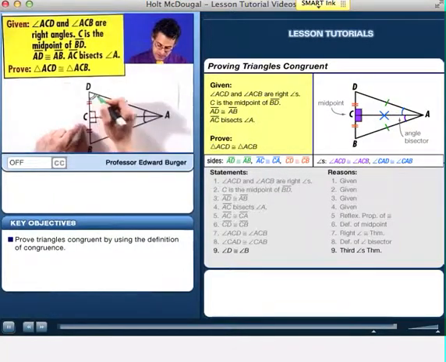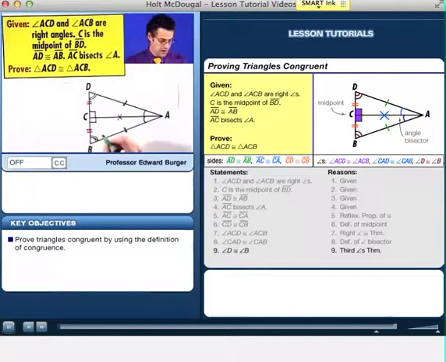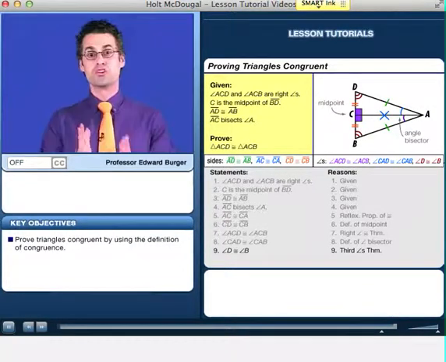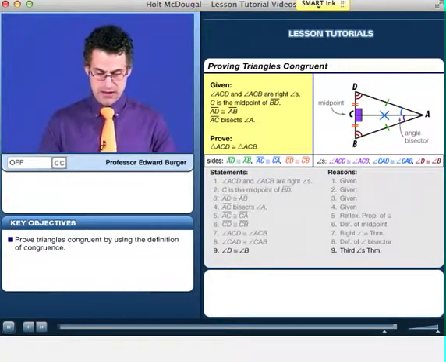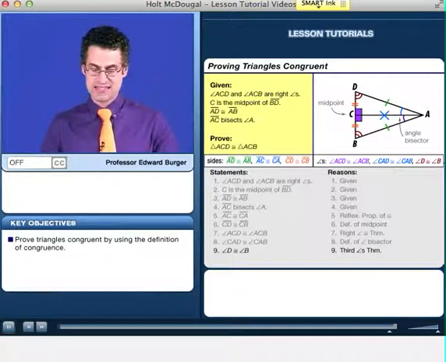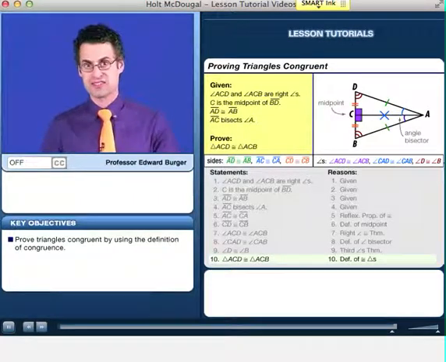Well, I have pairs of corresponding parts of each of these triangles being congruent, which means by definition, triangle ACD is congruent to triangle ACB. And we've just proved this as a theorem.